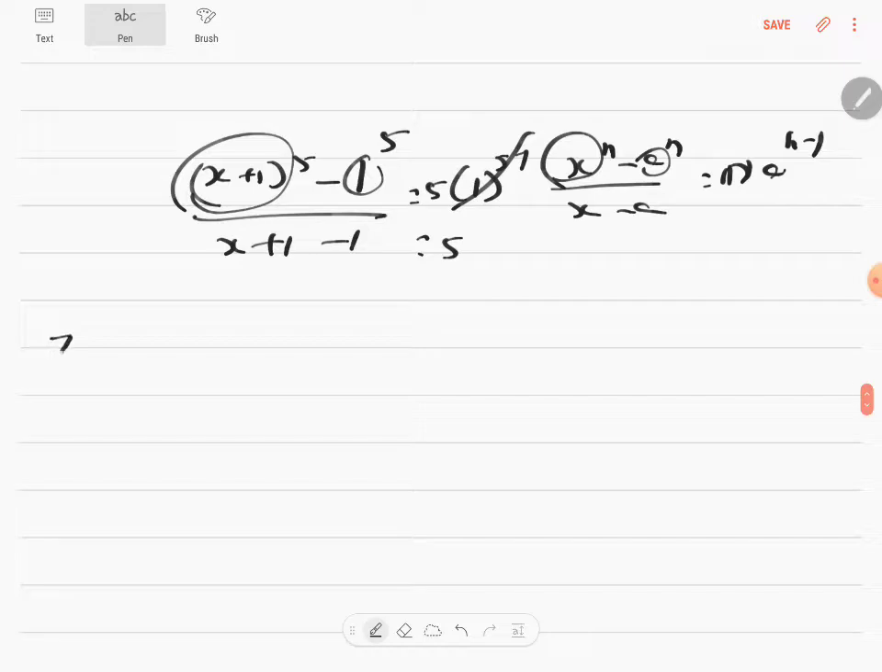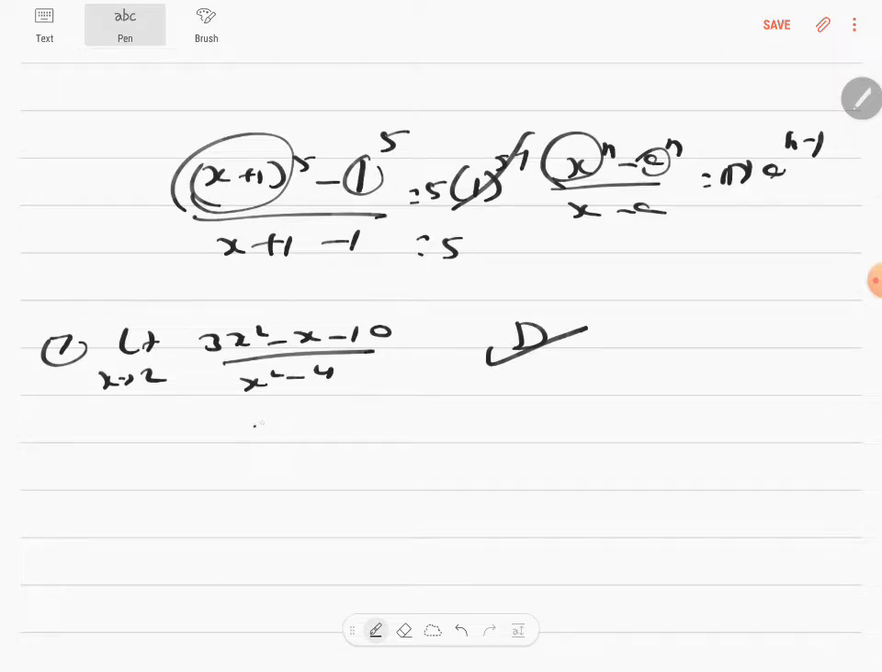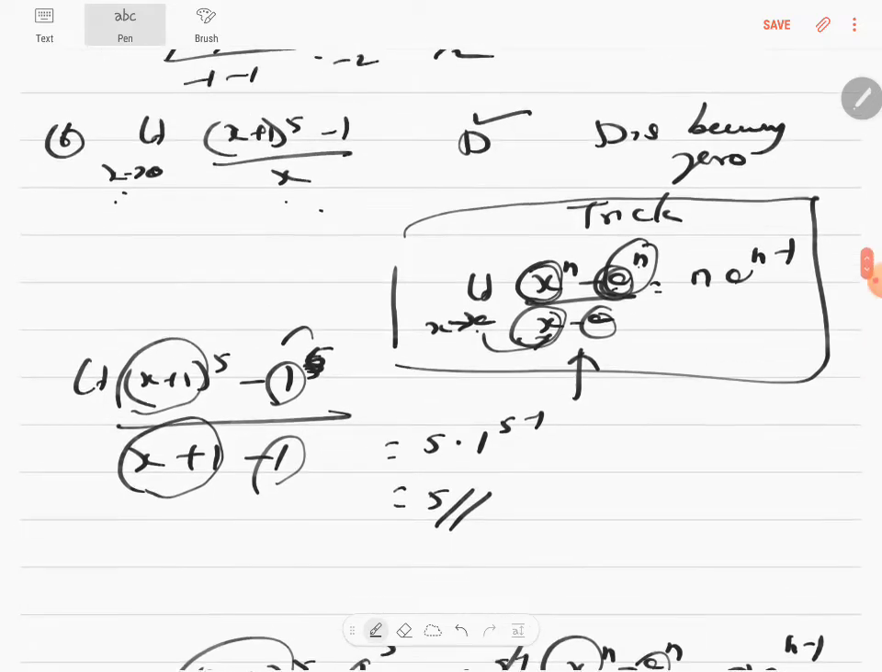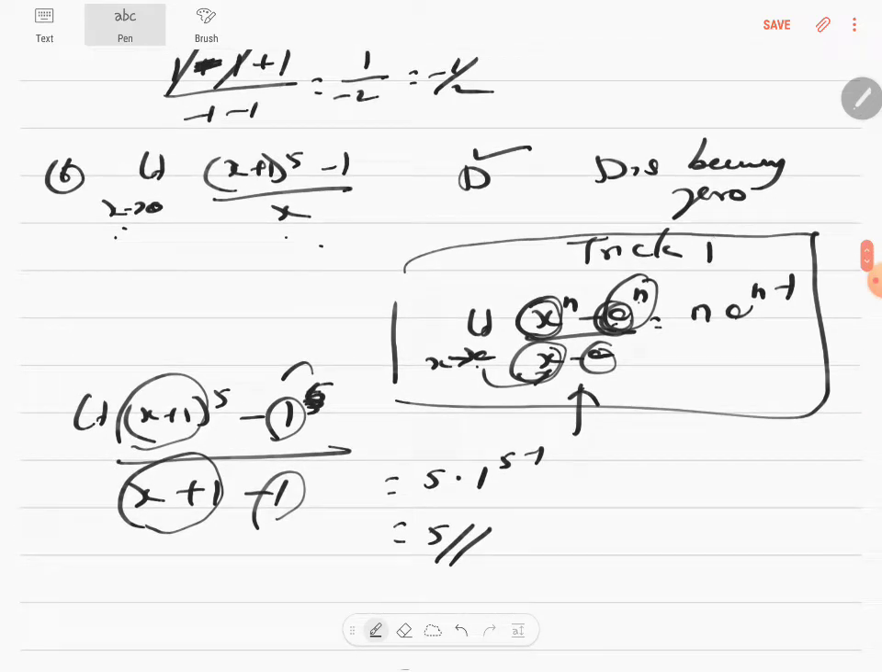Let's go to the 7th question. Limit of (3x square minus x minus 10) by (x square minus 4) as x tends to 2. Is the denominator becoming 0? Yes. What is the trick? The trick is to factorize it. Trick number 2 is to factorize it. Trick number 1 is to see if it is in this format.